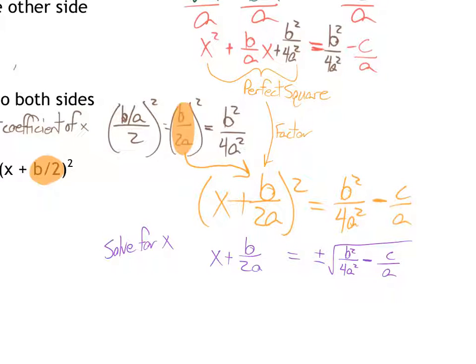Not quite. Since there's subtraction, I can't take the square root of one part minus the square root of the other part. I've got to get it all into one fraction first. So what do I need here in my radical? Multiplied by 4a. Oh, right.